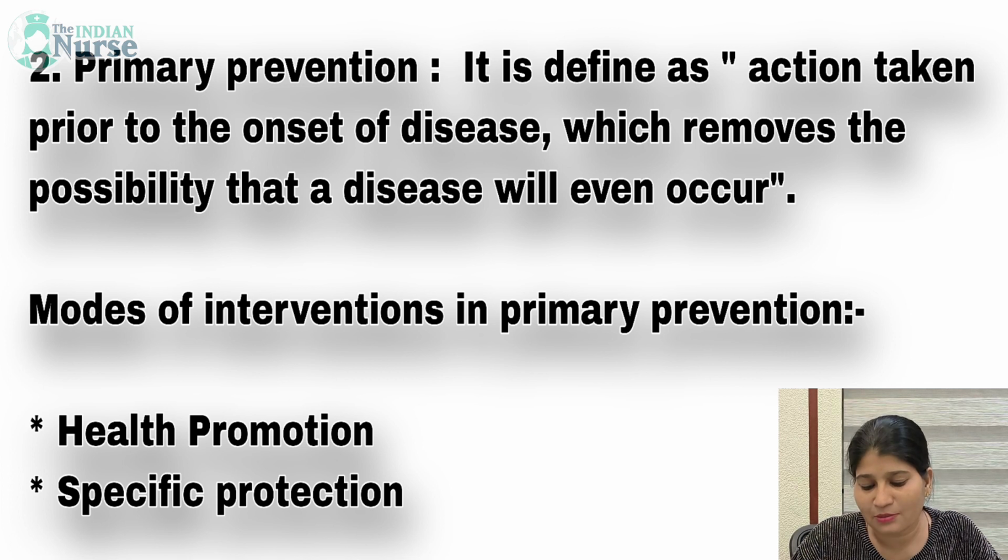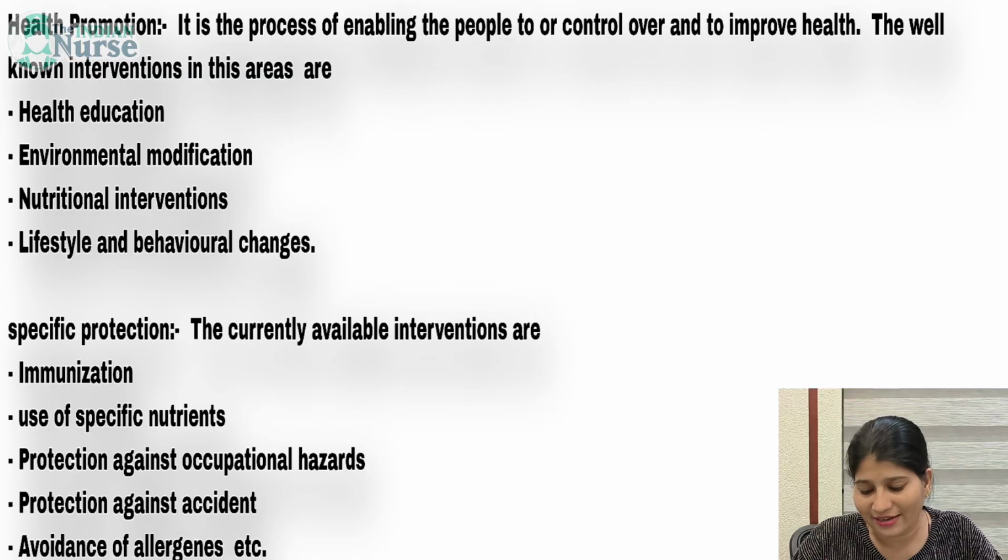Modes of intervention in primary prevention are health promotion and specific protection. Health promotion is the process of enabling people to gain control over and improve their health. The well-known interventions in this area are health education, environmental modification, nutritional interventions, and lifestyle and behavioral changes. So in primary prevention, there will be health promotion and specific protection.